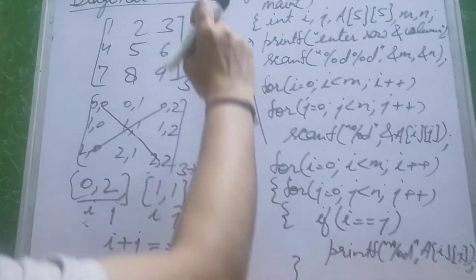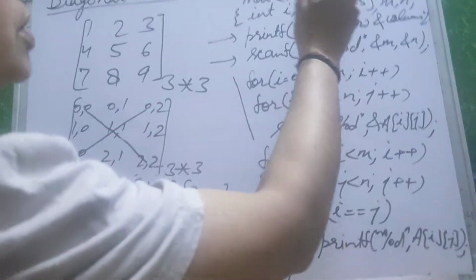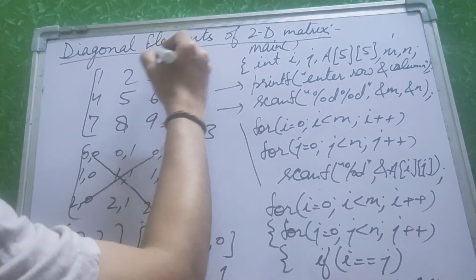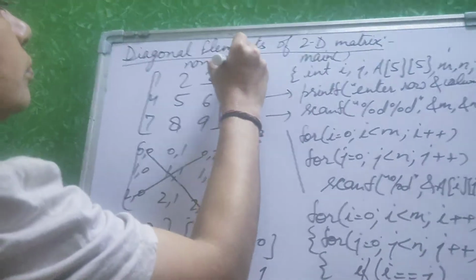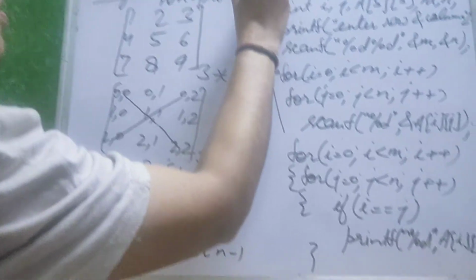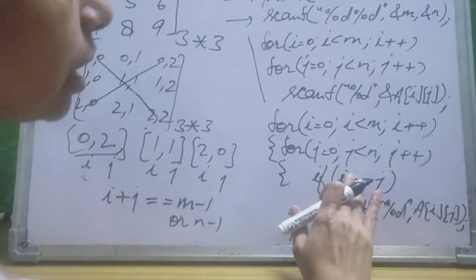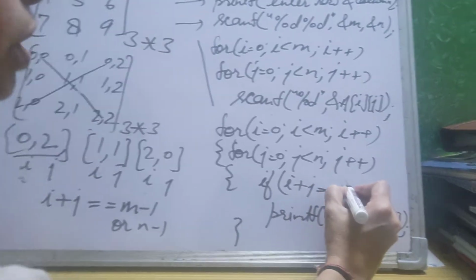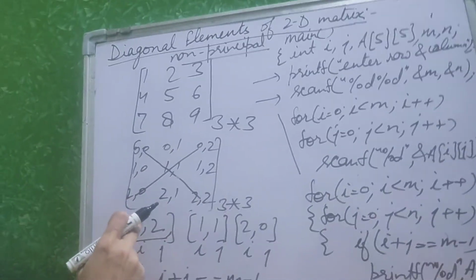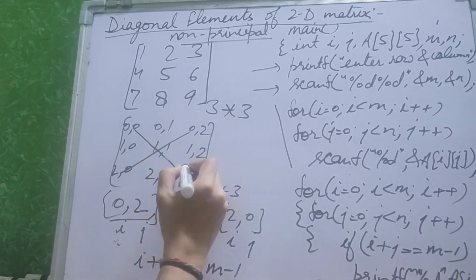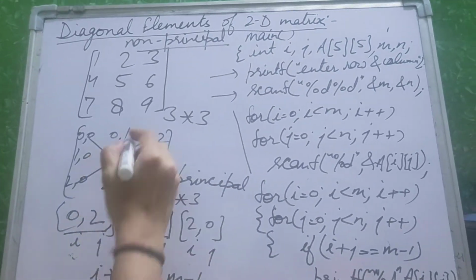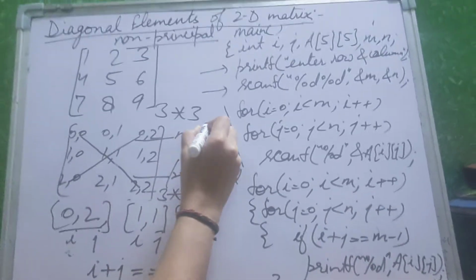So what will we change in this program for the non-principal diagonal? Just this condition we have to change. What will we write here? i plus j equals m minus 1 or n minus 1. Then it will print the non-principal diagonal elements. This is the principal diagonal and this one is the non-principal diagonal.